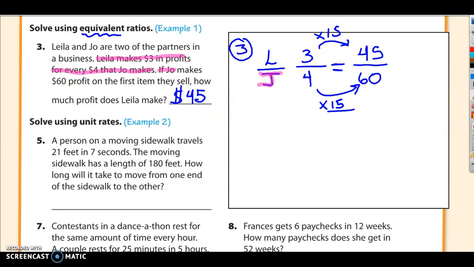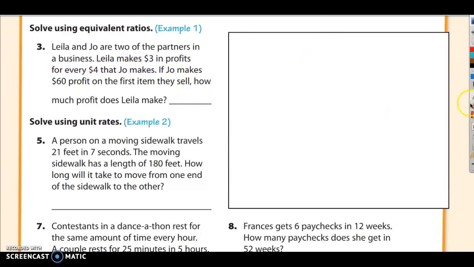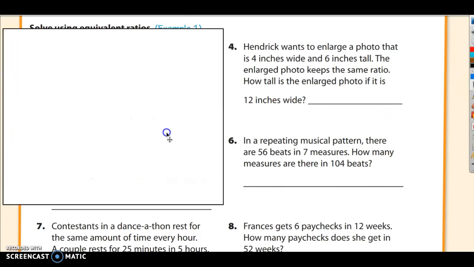You've seen that answer now. I'm going to clear my board. I'm going to move this over. I'm going to do number 4.